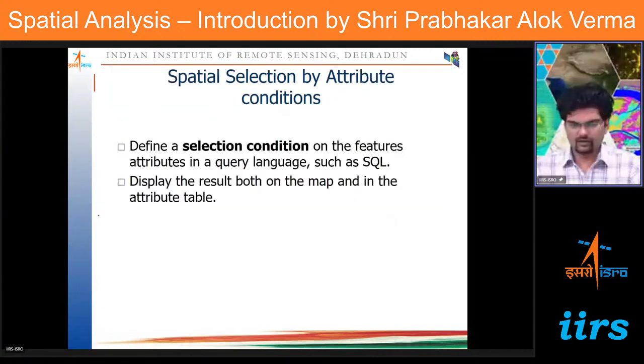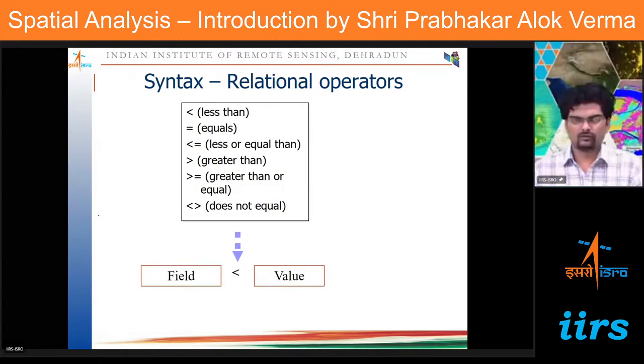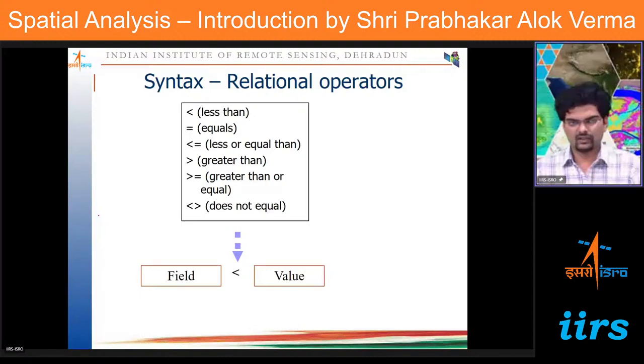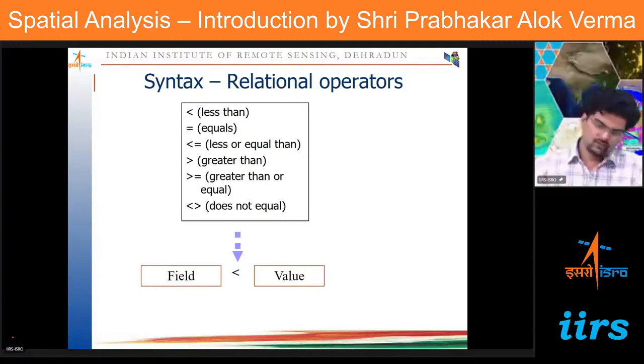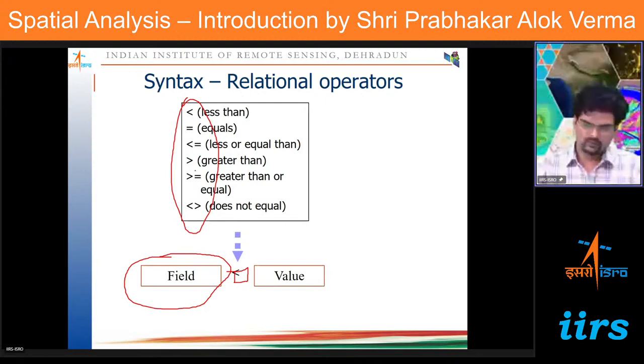So what can be done? Selection can be done based on attribute queries using relational operators. Here in relational operators, you have a field from the attribute table, followed by a relational operator, which can be less than or equal to, greater than or equal to, does not equal to, followed by a value. So field, then relational operator, then value.